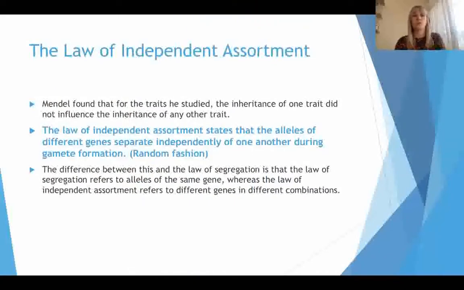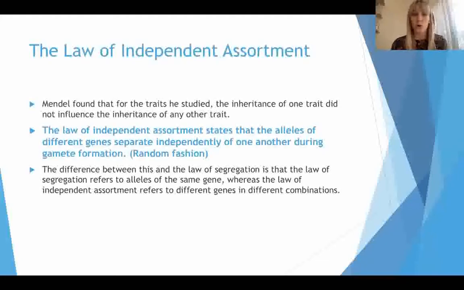Next, we get to the law of independent assortment. These laws will make more sense as we do examples and as we try and practice them. For now, you need to understand what we're doing and what we're saying, make sense of the words and the concept, and we'll get to how to apply them just now.